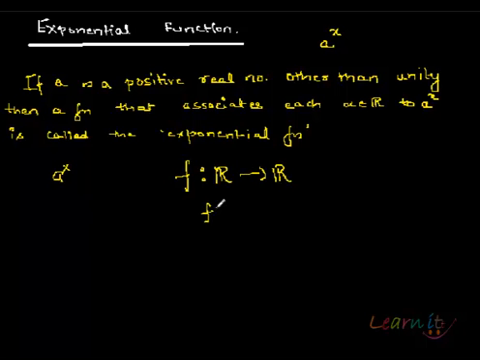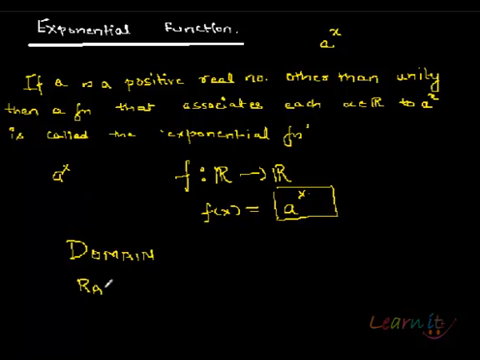The domain contains all x, so that will be a real number. So a to the power x also comes out to be a real number. So R to R is the domain and codomain of this function. f(x) equals a to the power x, where a should be greater than 0 and not equal to 1. So what will be the domain? Domain can be any real number.